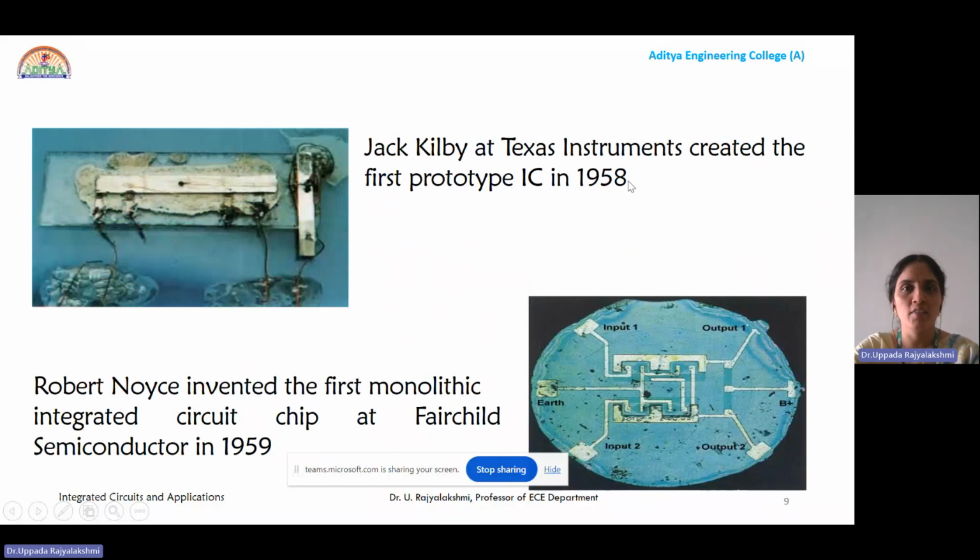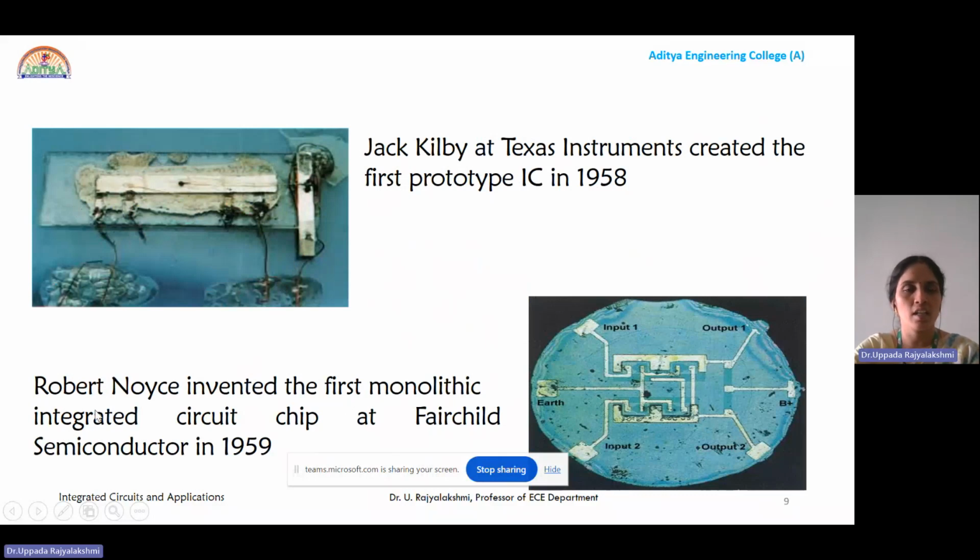In the year 1958, you can see the first prototype IC, which was introduced by Jack Kilby at Texas Instruments. Here you can see the size of the IC at the time.